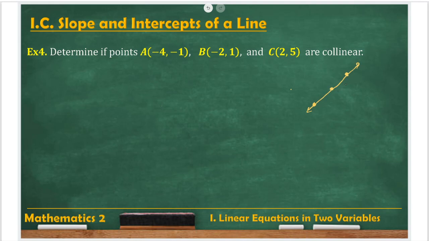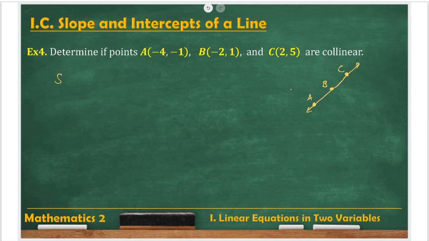Okay, so to determine whether these 3 points, A, B, and C, are collinear, we just have to solve for the slope of the line passing through points A and B, and the slope of the line passing through points B and C. And then after solving for the slopes, we have to compare the two obtained slopes. If the two slopes are equal, then we can say that the points A, B, and C are collinear.